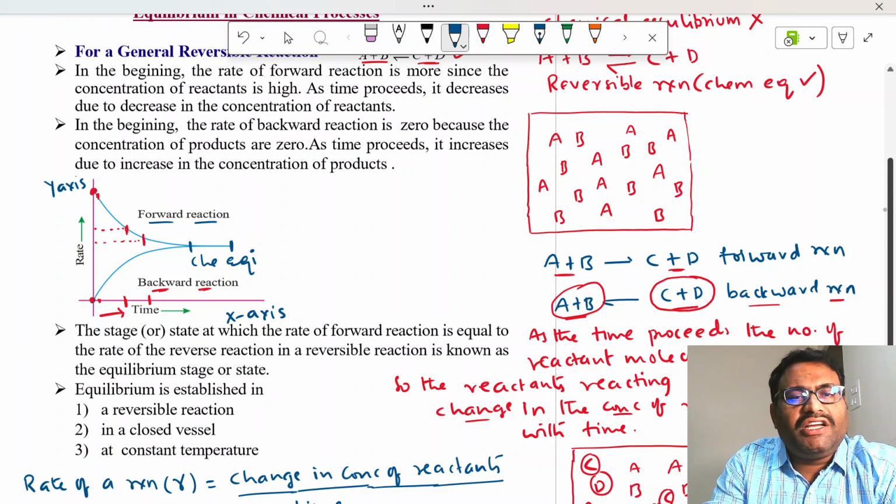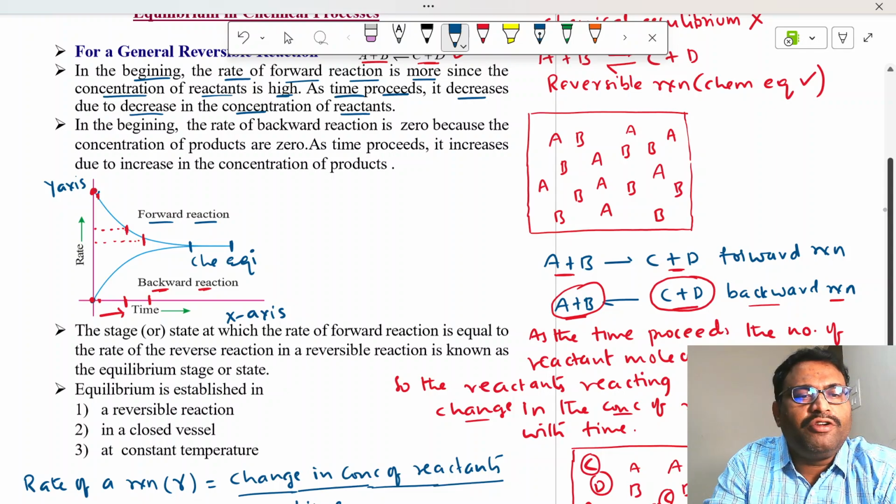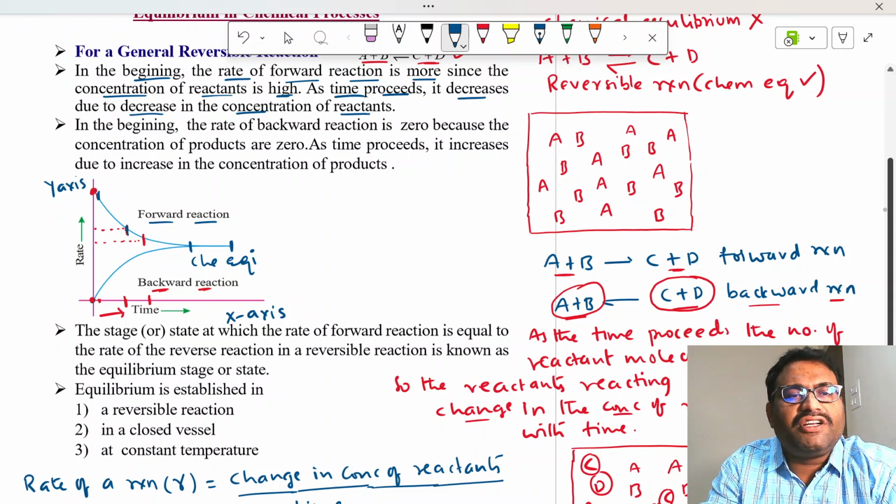So let us see what the points are given here. In the beginning, the rate of forward reaction is more since the concentration of the reactants is high. As time proceeds, it decreases due to the decrease in the concentration of reactants. So initially we have a higher rate of forward reaction.